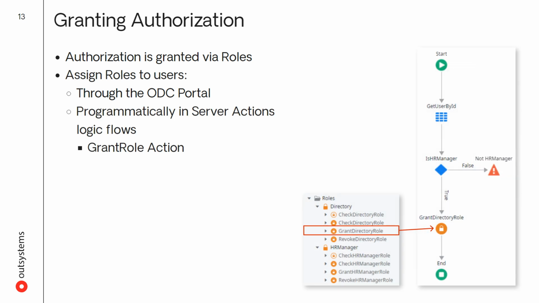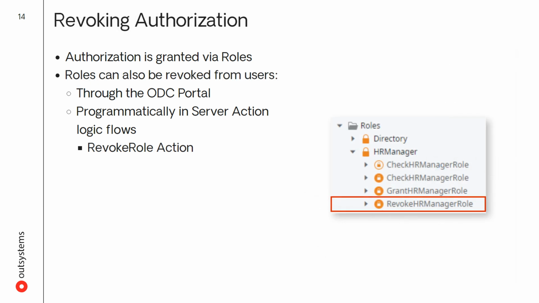But we can also grant roles programmatically, using the built-in grant role action. This action expects the user identifier, and assigns the respective role to the user, and it can be used in server action logic flows. We have been talking about granting, but there's also the option to revoke the role from a user, either through the ODC portal, or programmatically using the revoke role action.